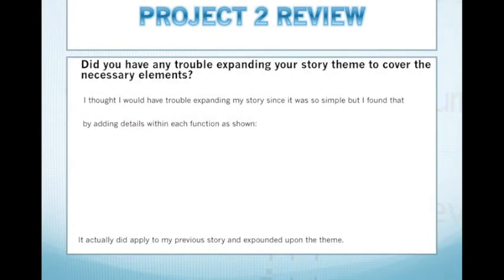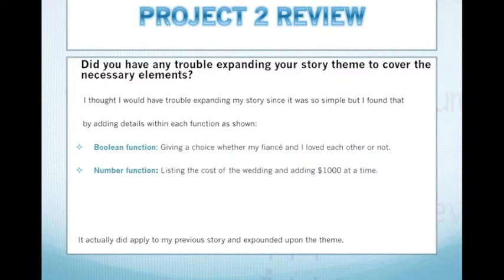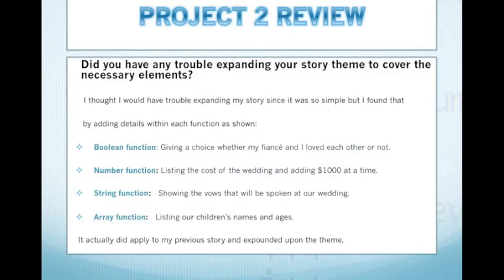Did you have any trouble expanding your story theme to cover the necessary elements? I thought I would have trouble expanding my story since it was so simple, but I found that by adding details within each function as shown, for the Boolean function giving a choice whether my fiancé and I loved each other or not, for the number function listing the cost of the wedding and adding $1,000 at a time until we came to the total cost of the wedding, for the string function showing the vows that will be spoken at our wedding, and for the array function listing our children's names and ages. It actually did apply to my previous story and expounded upon the theme.